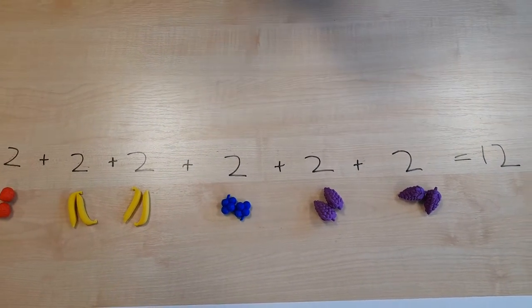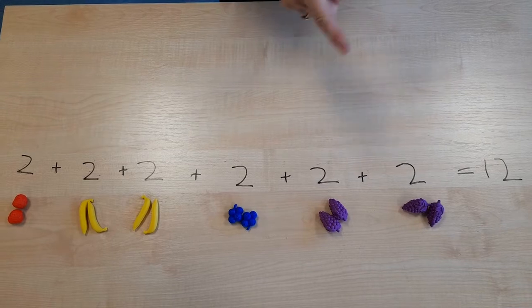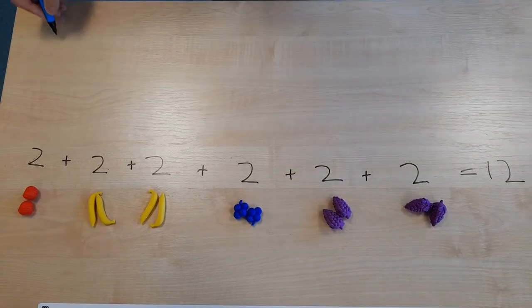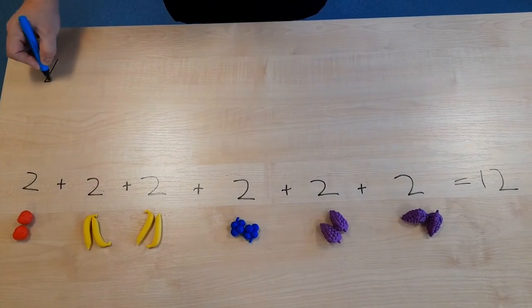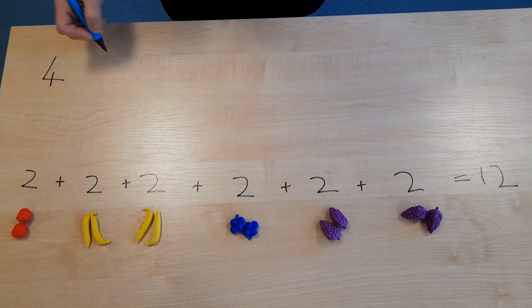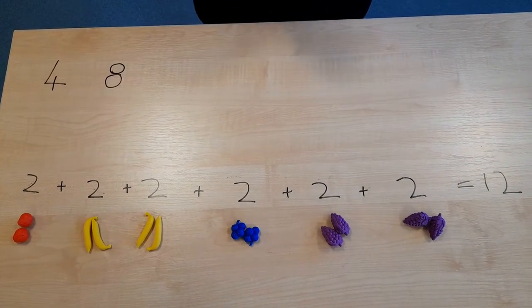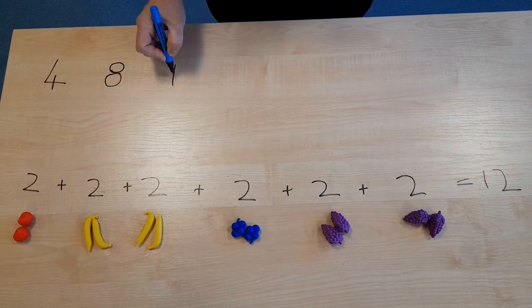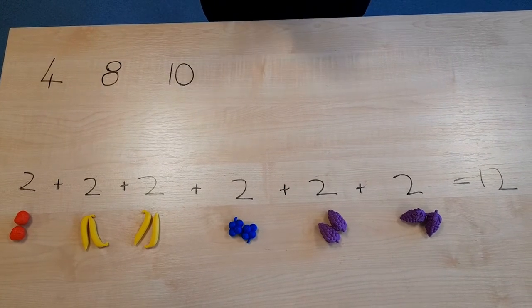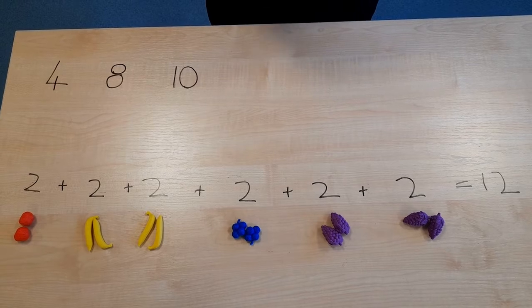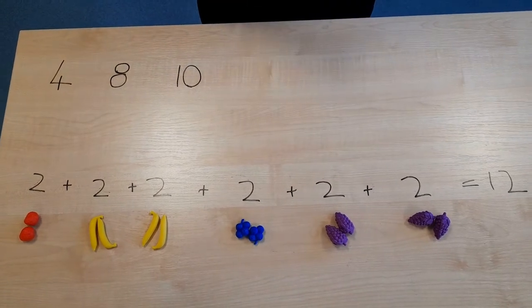Why don't you have a go now of counting in twos and writing a written calculation? You could get 4 lots of 2. Why don't you try 8 lots of 2? Maybe you can do 10 lots of 2 and write them as a repeated addition. Have a go.